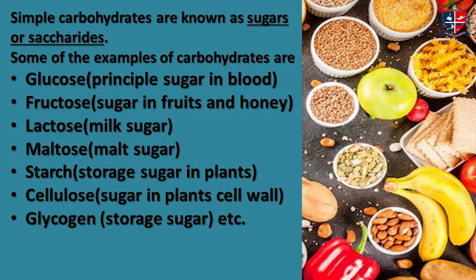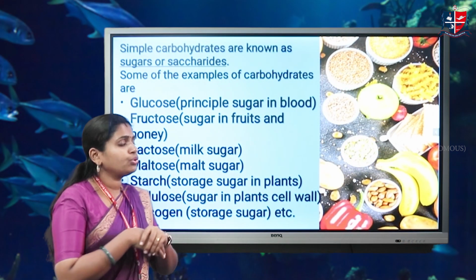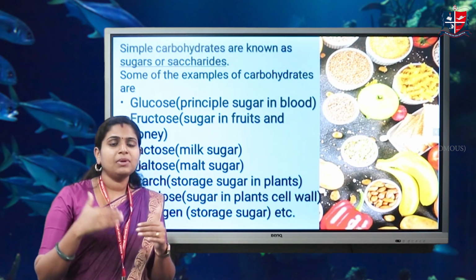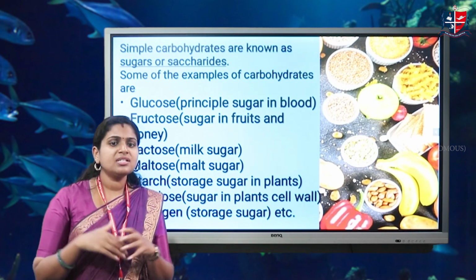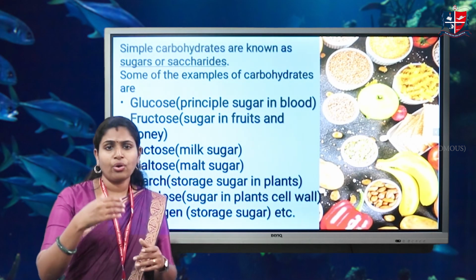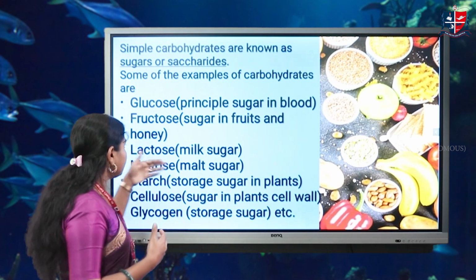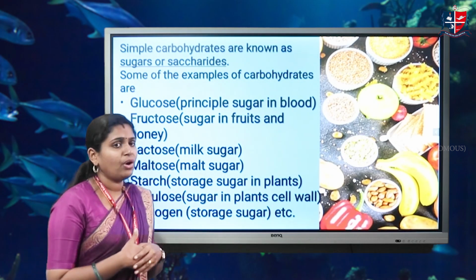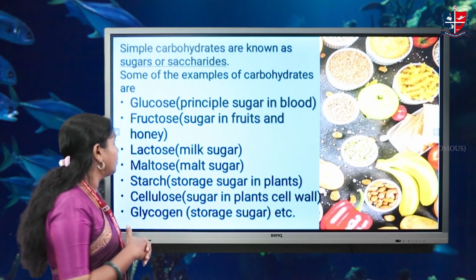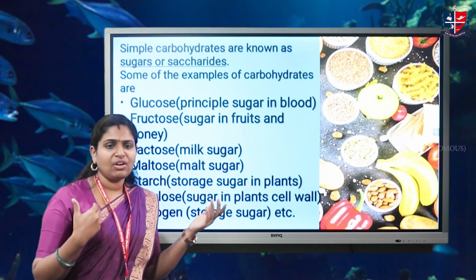Coming to the carbohydrate structure, we already know that simple carbohydrates are known as saccharides or sugars. We call the simple carbohydrates sugars or saccharides, and you already know some examples of the most important simple sugars. These are some of the examples of carbohydrates. First one is glucose, the sugar present in our blood.